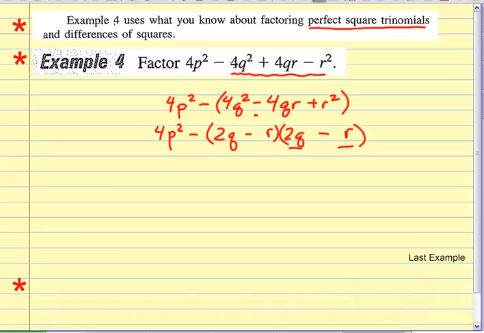Multiply this and this. Thanks, Walker. I get 2qr, minus 2qr. And when I double it, that gives me minus 4qr. Is it a perfect square? Yes. So now I've got 4p squared minus 2q minus r squared. And we'll pick up from there on the next video.